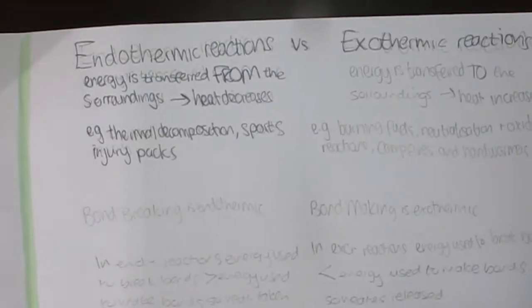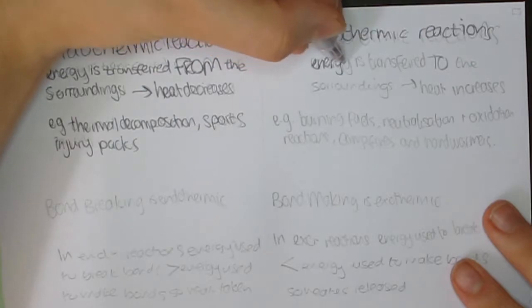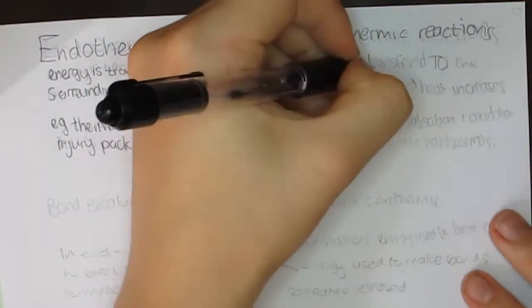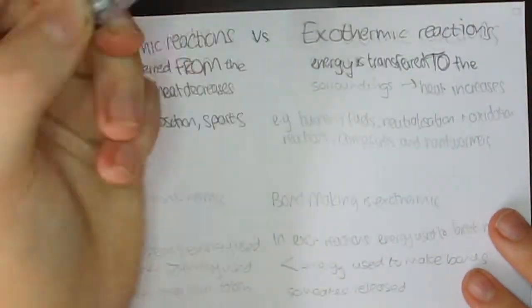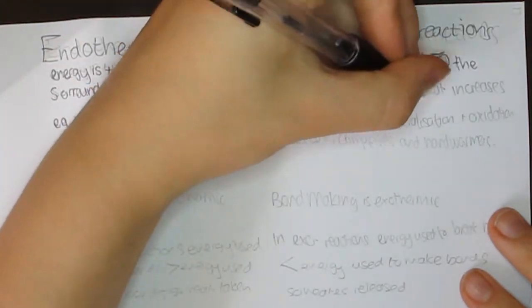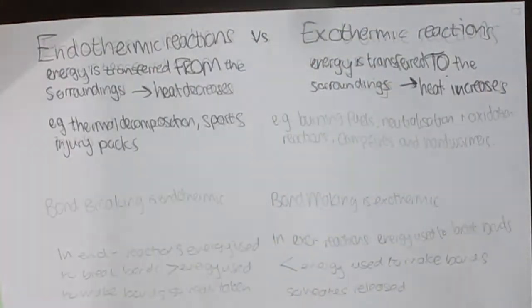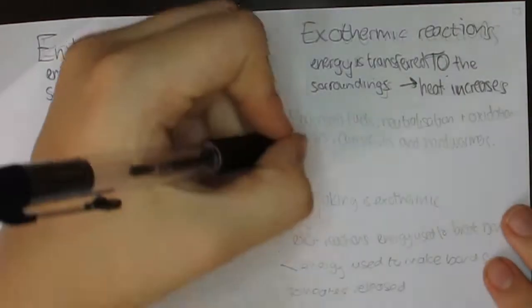Exothermic reactions transfer energy to the surroundings through the form of heat, i.e. a rise in temperature, e.g. burning fuels, neutralization reactions, and some oxidation reactions. This is seen in everyday life with campfires and hand warmers.